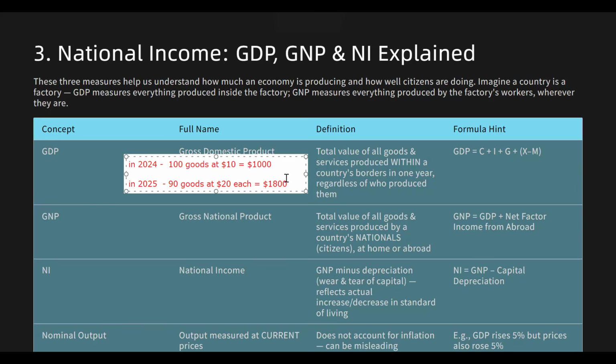Instead of using nominal output, I need to use real output. I need to use the same price for both years. That way I'll make an even playing field, and I'll be able to see which year actually had more output or not. So if I use the same $10 for both years, it will give me a more accurate impression of whether my output increased or not. 90 by 10 is 900. So now I'm getting a more accurate view. My output actually decreased.